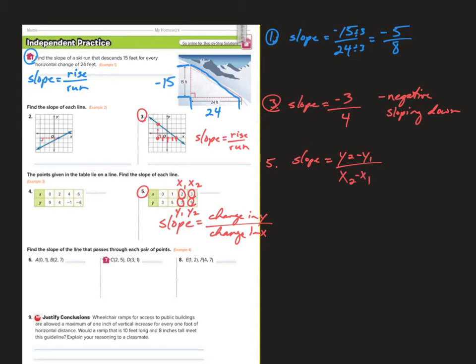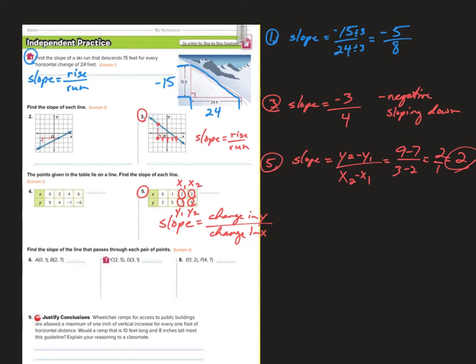So I'm going to take my y2 minus my y1. So remember that was 9 minus 7 over x2 minus x1, which is 3 minus 2. And when I subtract, I get 2 over 1 for a slope of 2. So my slope for number 5 is 2.